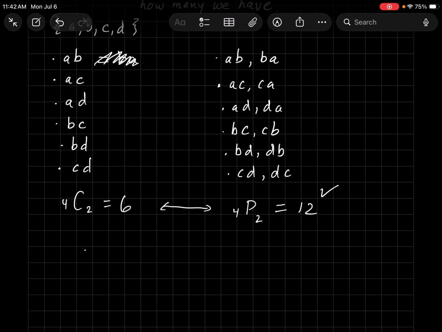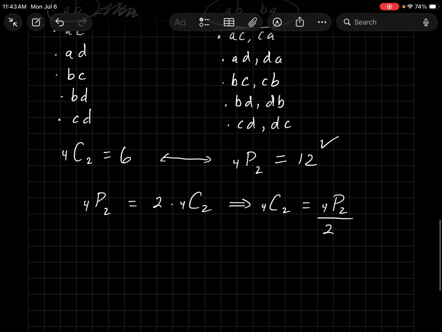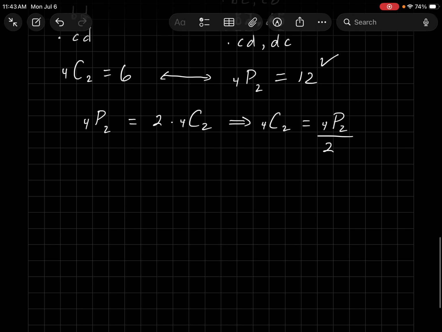We see that 4P2 is twice as big as 4C2. All right? Because anytime we have 2 things in our combination, there were 2 different ways we could order them. And so we see that 4C2 is 4P2 divided by 2. And I'm going to leave a little space, even though you might not see the space. Because again, our goal here is to try to find a formula for combinations based on permutations.